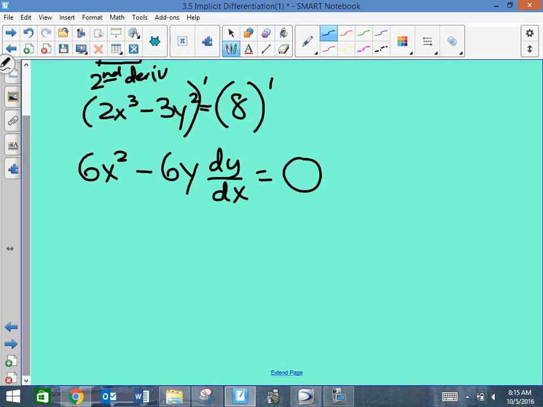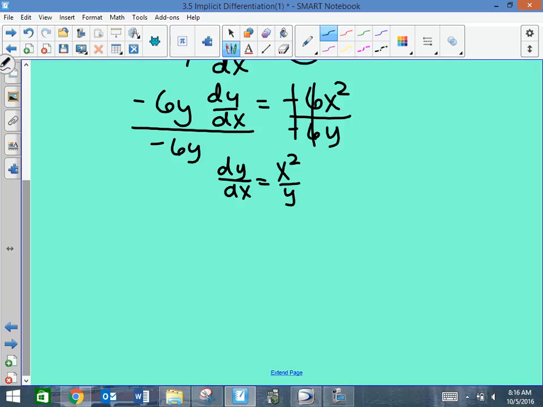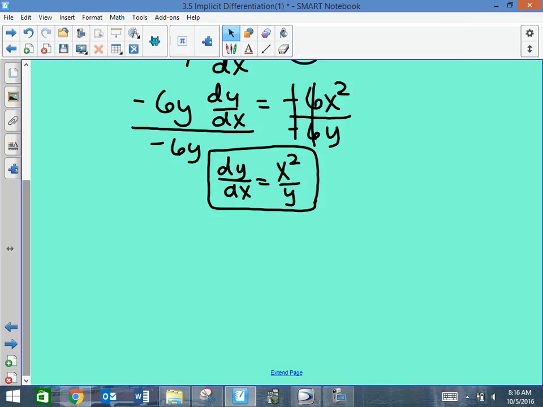All right, now we're going to get dy/dx by itself. So what does that entail, Allie? Negative 6y dy/dx equals negative 6x squared, and then you divide by negative 6y, and you get x squared over y. Okay. All right, so this is your first derivative. Remember, we're looking for the second derivative. So we get to start over. Okay? So, take the derivative of both sides.